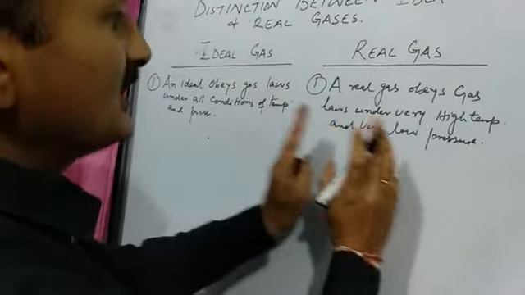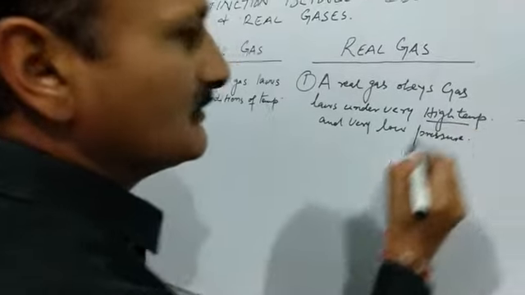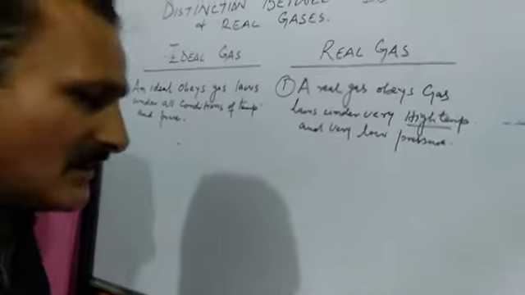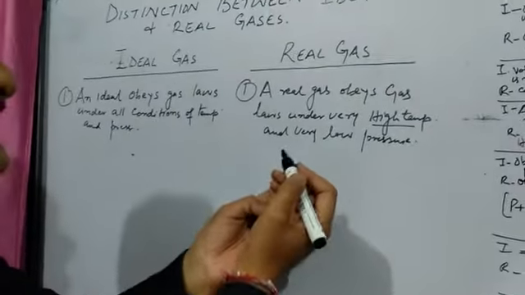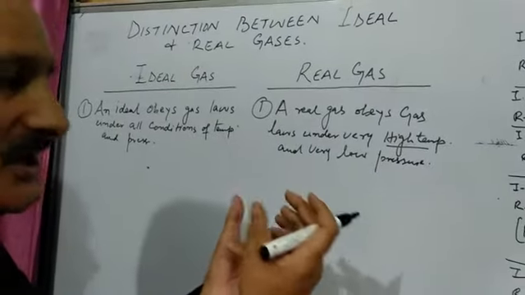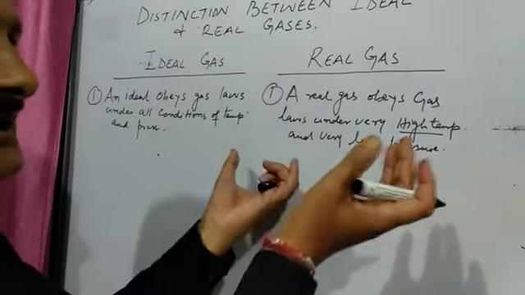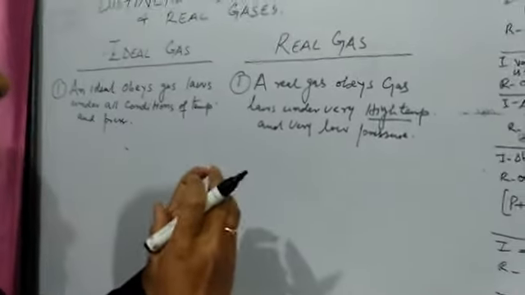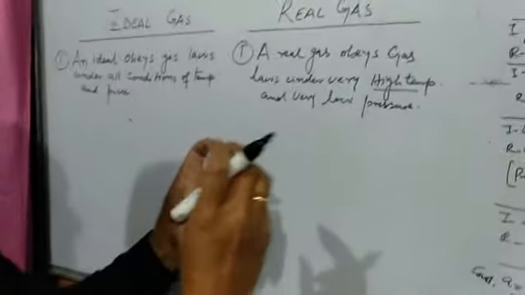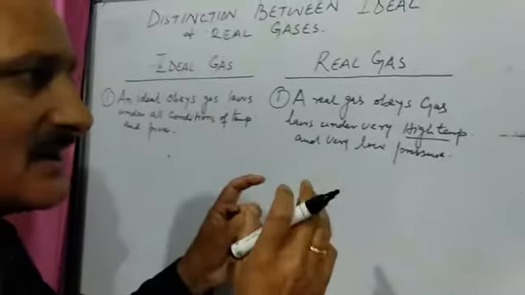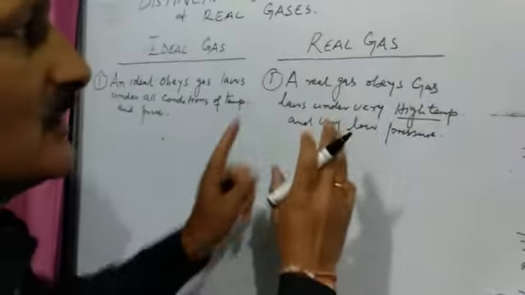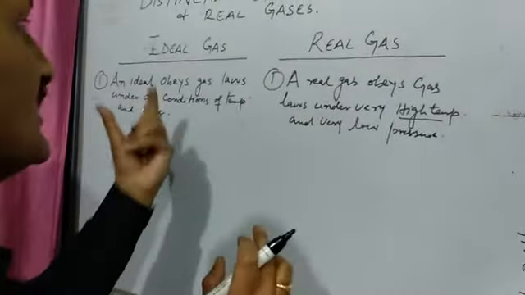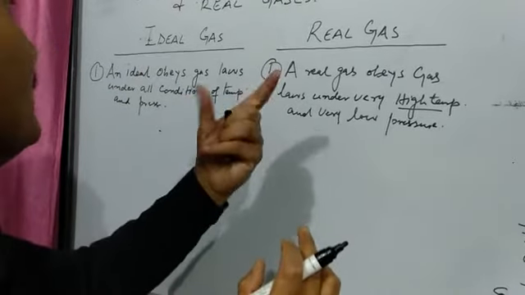So what happens at very high temperature? When we provide very high temperature to a gas, the gas molecules expand, the intermolecular distances begin to increase, and the interactive forces weaken, and such gases are known as real gases. So this is one difference between ideal gas and the real gas.